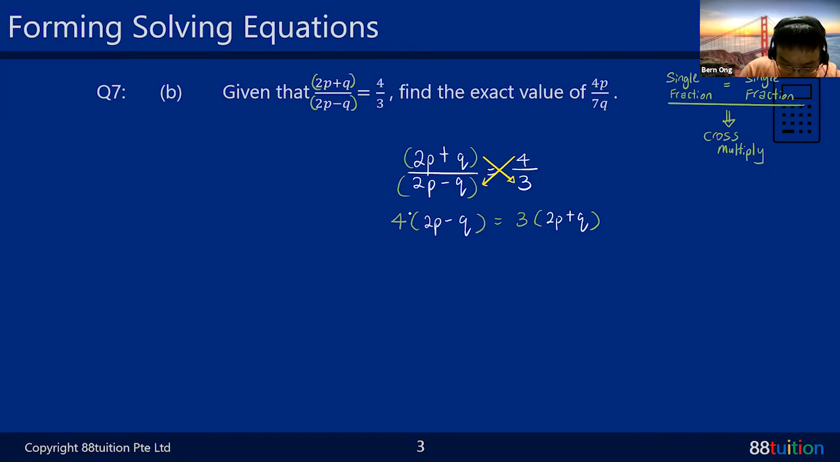Expand. 4 times 2p, 8p. Then many of you always forget to times in this one. Be careful. Please do times in. All right, you have to be fair. 4 times minus q, minus 4q. Can you see or not? 3 times 2p, 6p. 3 times q is positive 3q.